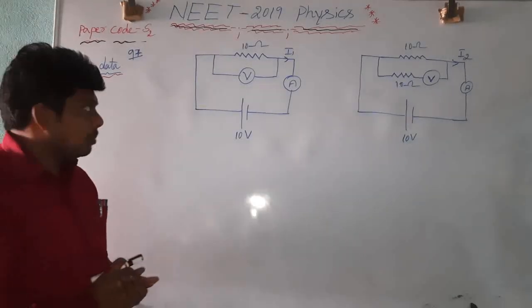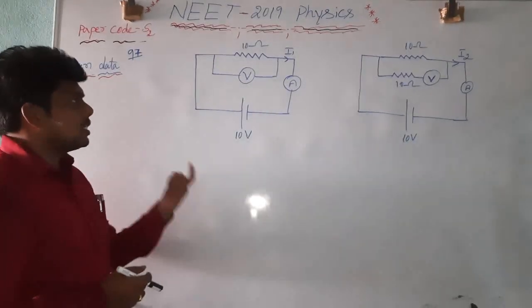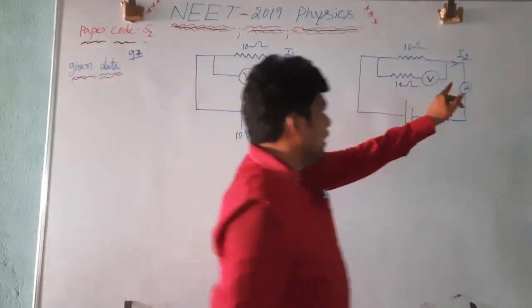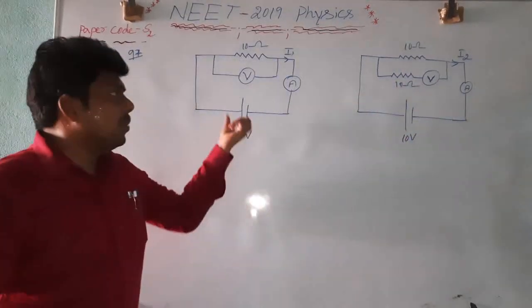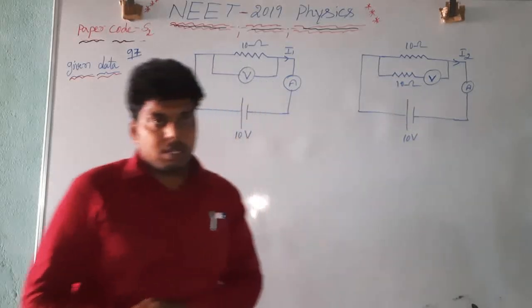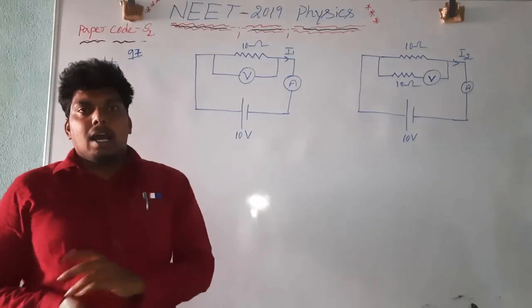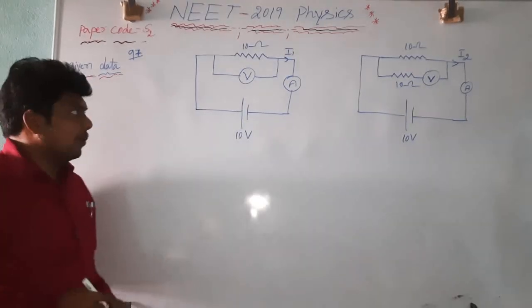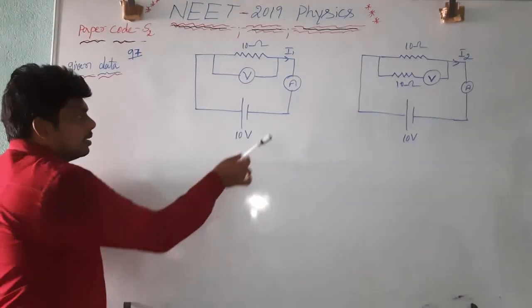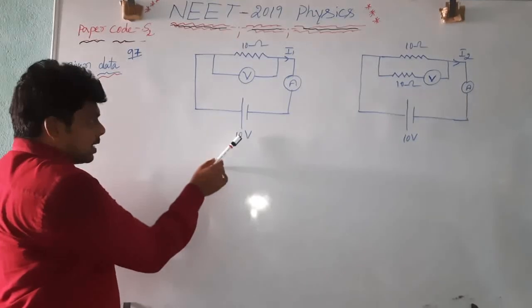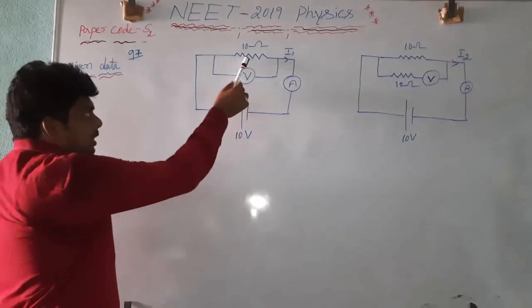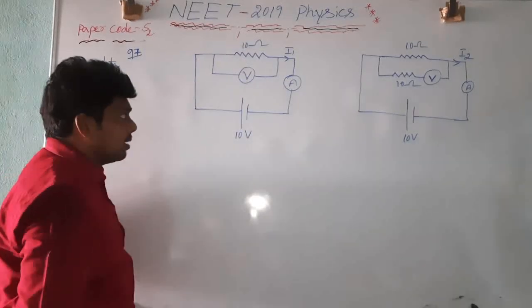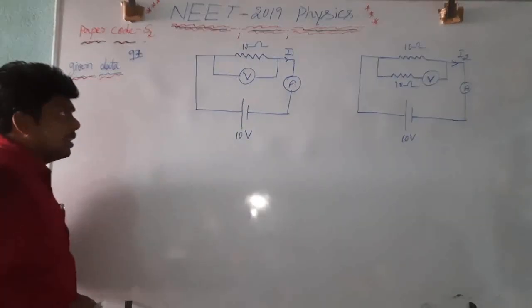Now the next question, number 97. In this question we have to calculate I1, I2 and also V1, V2 in the two cases. Later we have to compare the relation between I1 and I2 and the relation between V1 and V2. In this case the battery EMF is 10 volts, which is supplied to the 10 ohm resistor. Now we have to calculate I1.